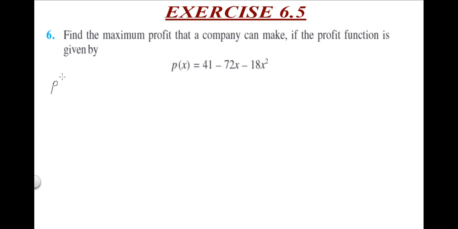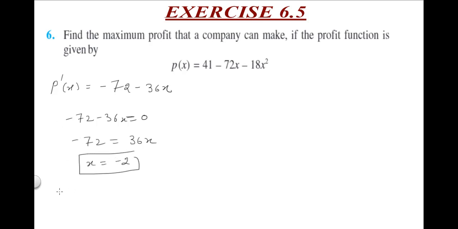So we will first find out P'(x), that means the first order derivative of it. 41 differentiation will be 0, minus 72 minus 36x. We will now equate it to 0. Equating it to 0, we get the value of x. Minus 72 equals 36x, and solving it we get x is equal to minus 2.